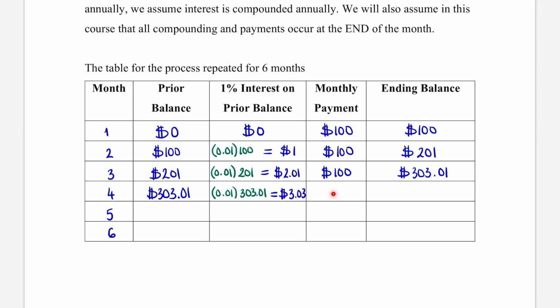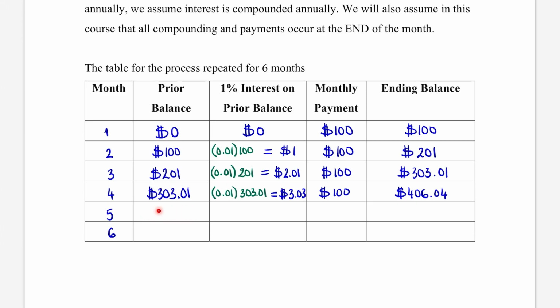At the end of the fourth month, I will make my contribution of $100. After I make the contribution, the total amount I have is 303.01 plus 3.03 plus 100. That is 406.04.